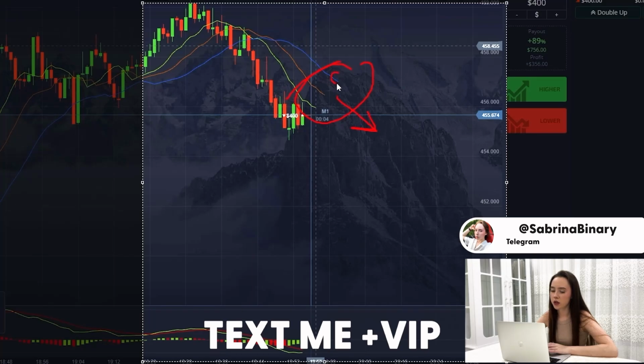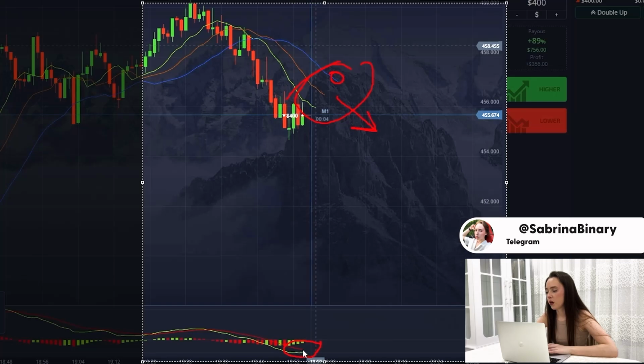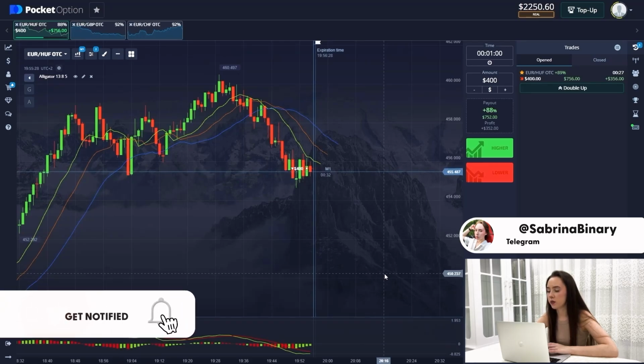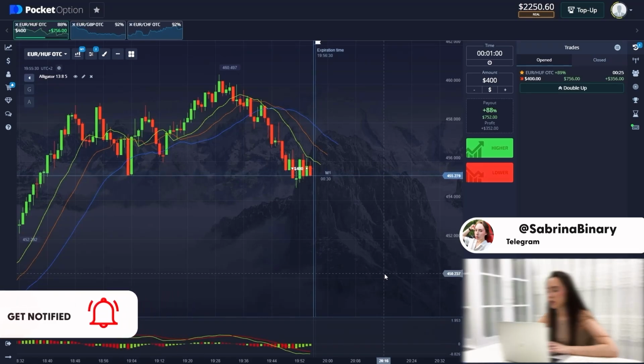Again, let's start with the Alligator, and we see that the blue line is on top and all other lines are looking down, which tells us that the price is going down. Well, let's look at the MACD. And now the signal line is above and the main line is pointing down, so the price will also go down. Let's watch our trade.